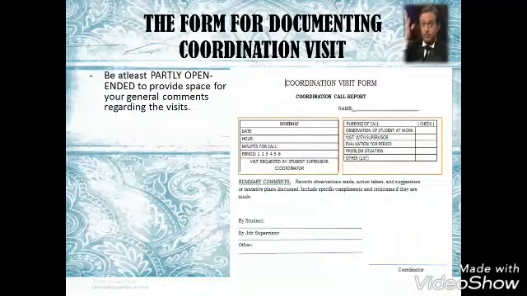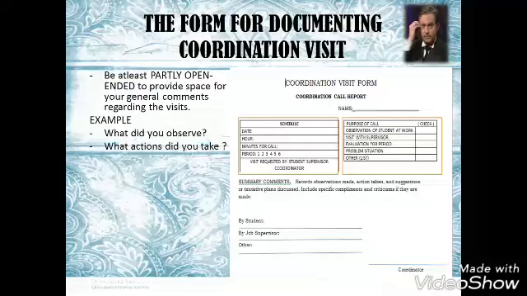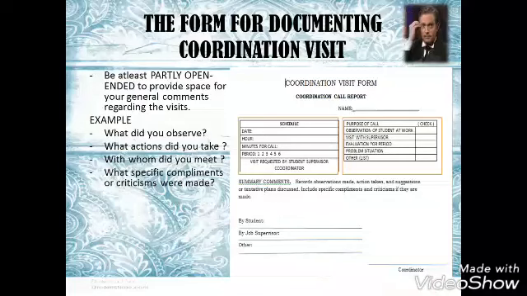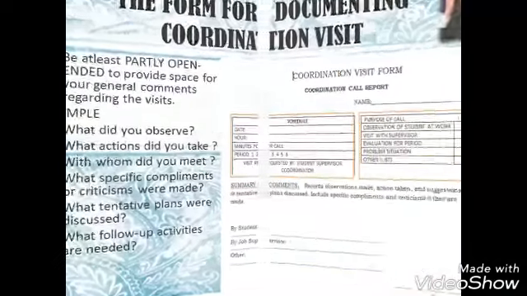For example, what did you observe? What actions did you take? With whom did you meet? What specific compliments or criticism were made? What tentative plans were discussed? What follow-up activities are needed? Two sample coordination visit forms are shown in samples 1 and 2.